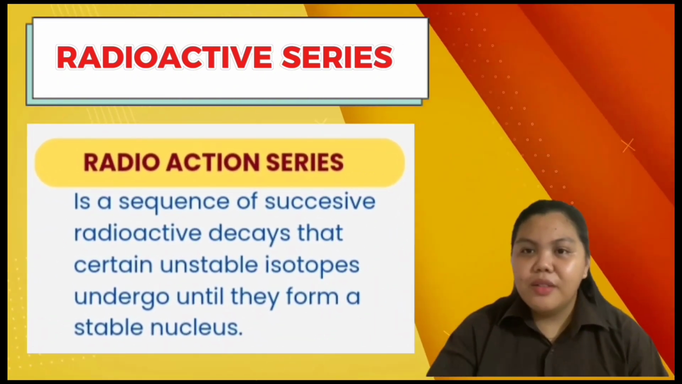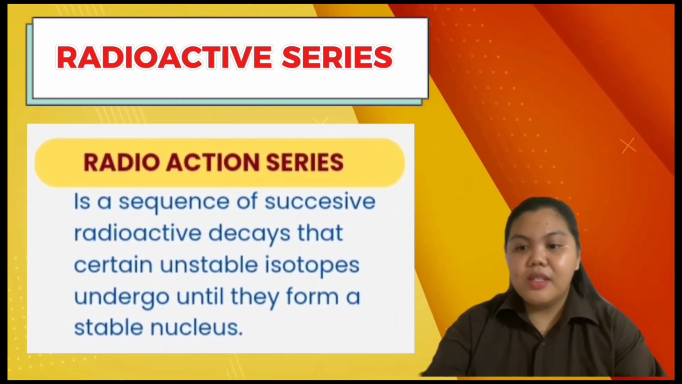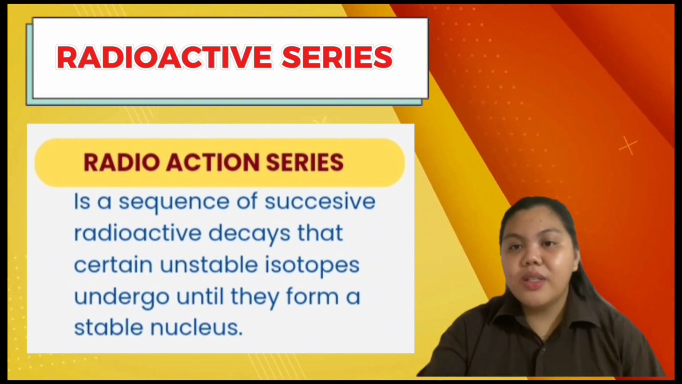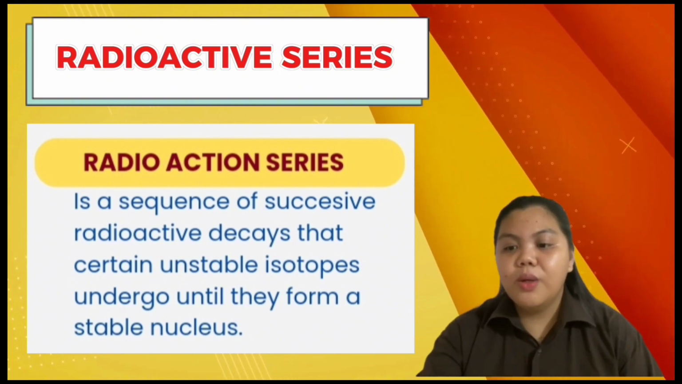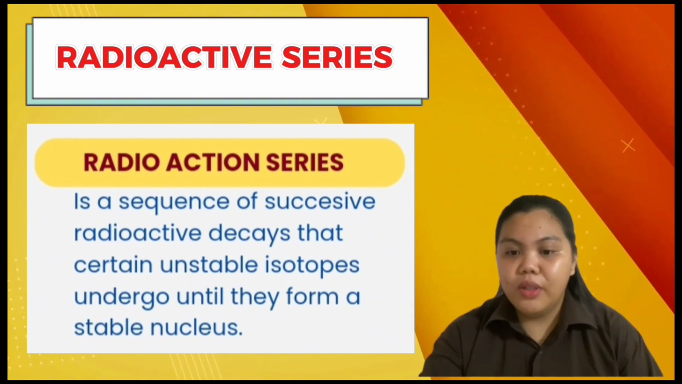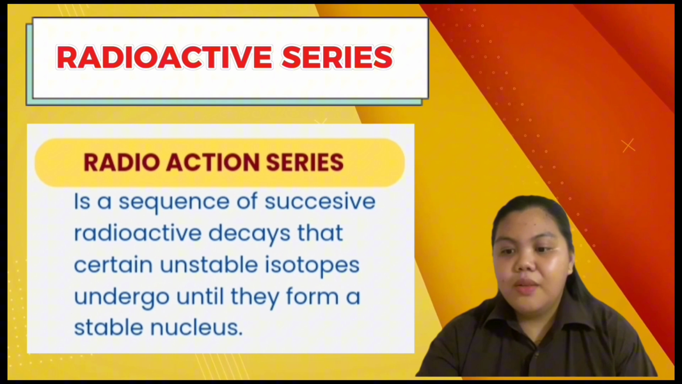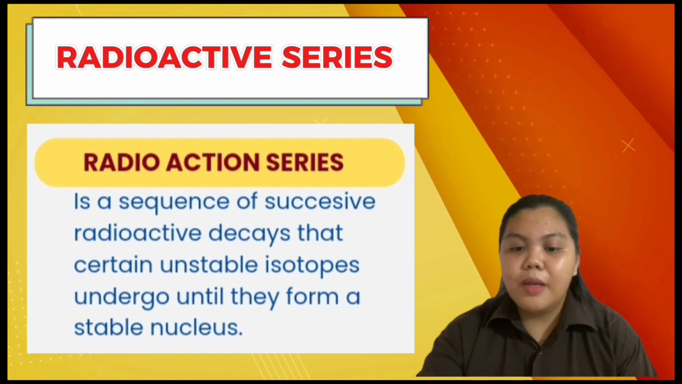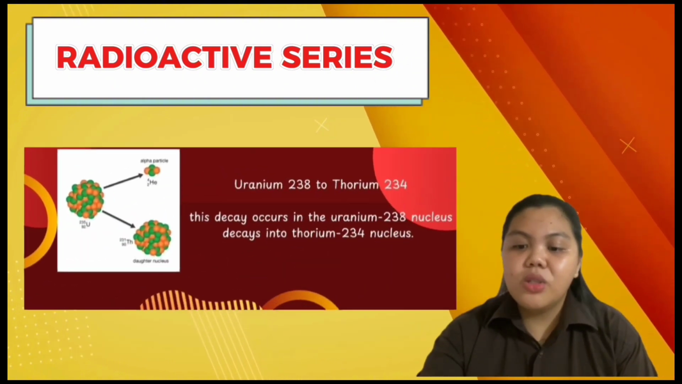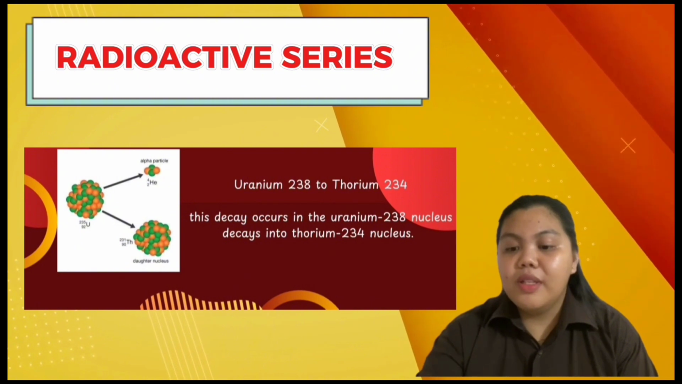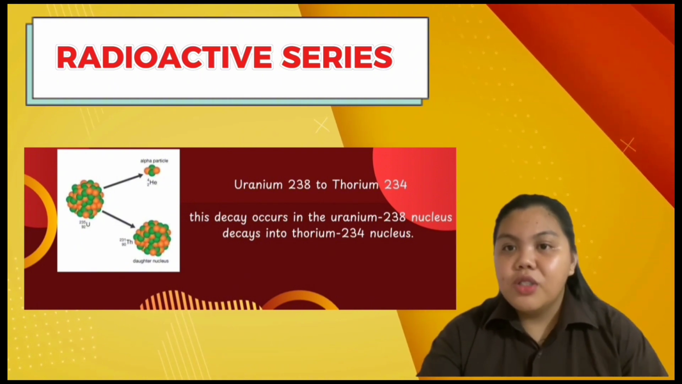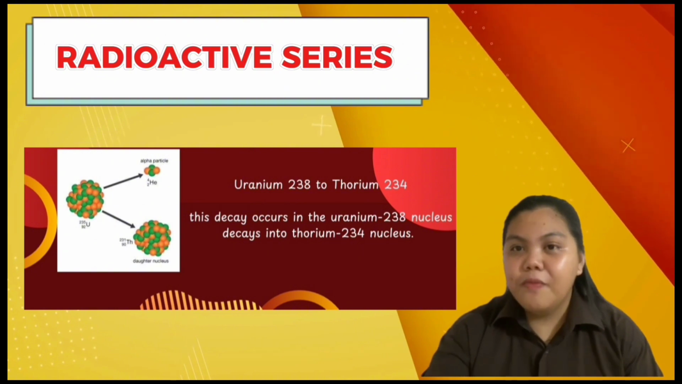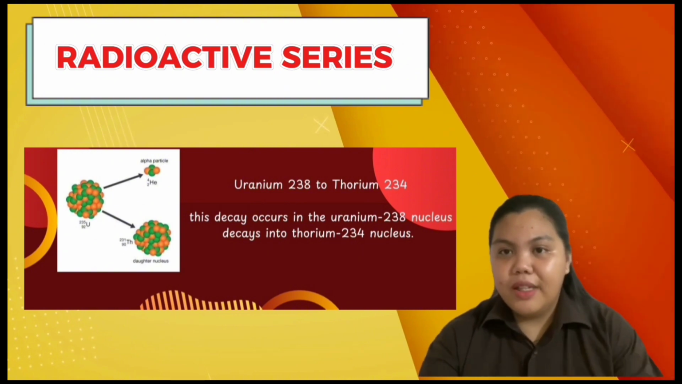The next topic in line with radioactive decay is the radioactive series. A radioactive series is a sequence of successive radioactive decays that certain unstable isotopes undergo until they form a stable nucleus. Starting from a parent isotope, the series progresses through multiple decay steps, producing intermediate isotopes, eventually ending with the stable daughter isotopes, just like the example that I mentioned earlier in the alpha decay.